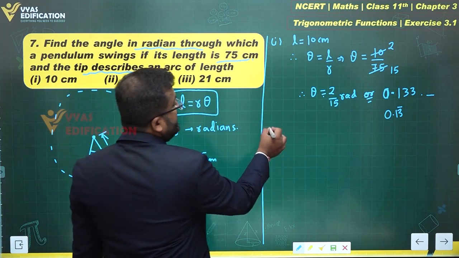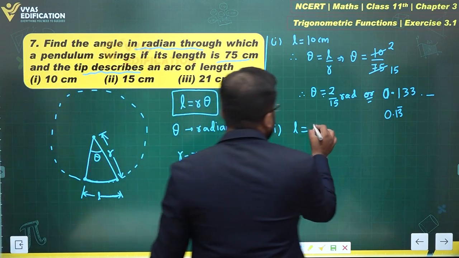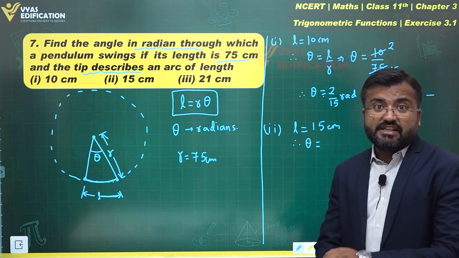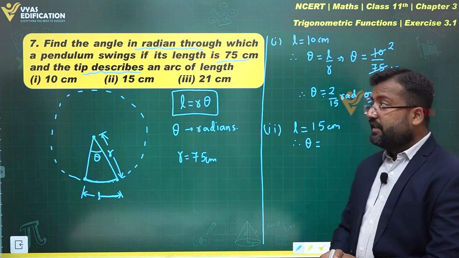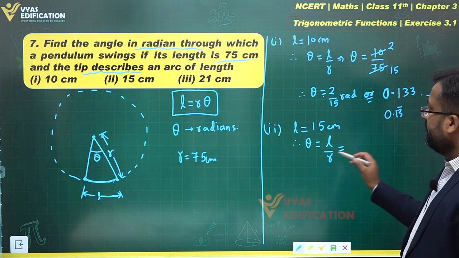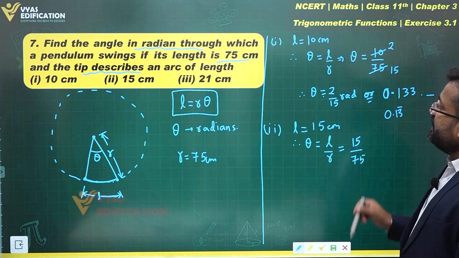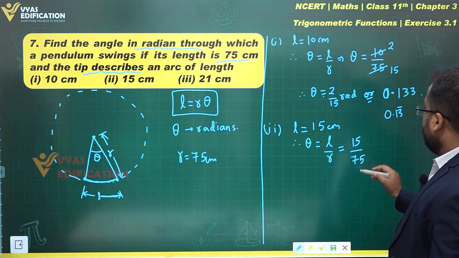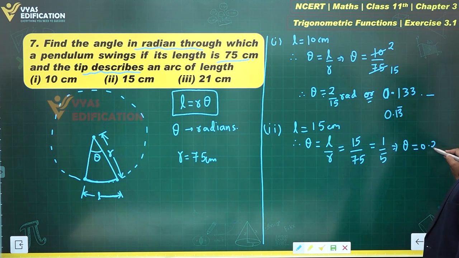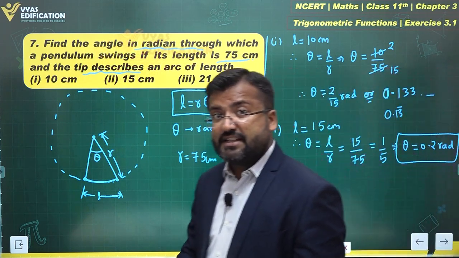What else? Let's talk about the second part after this. In the second part, L is 15 centimeter. So if L is 15 centimeter, therefore theta would be equal to what? Theta can easily be found using this result over here. Theta equals L over R. L is 15 over R is 75, right? 15 over 75 is what I get. Now what does that give me? This is 1 over 5 simply, which gives me theta is equal to 0.2 radian. 1 over 5 or 0.2 radian. That's the value of theta in the second part, right?